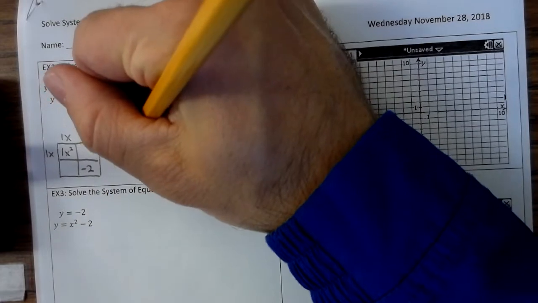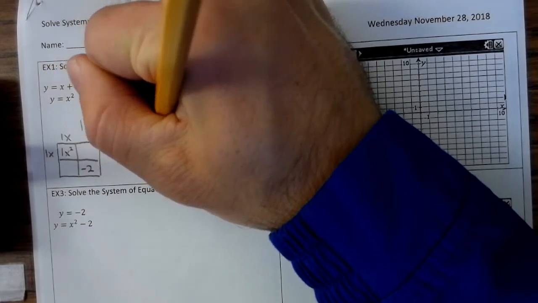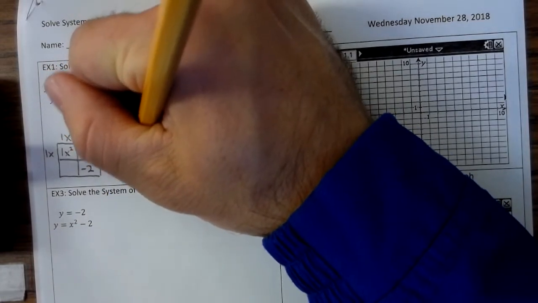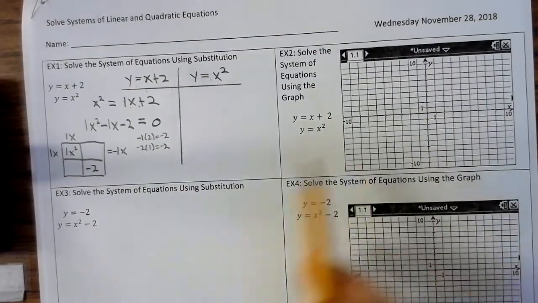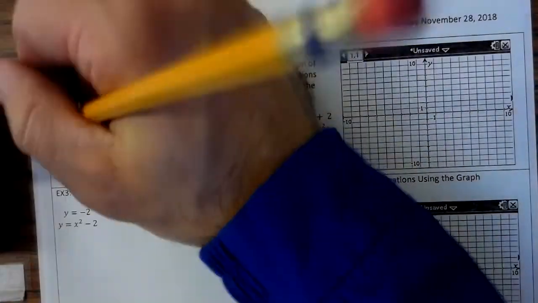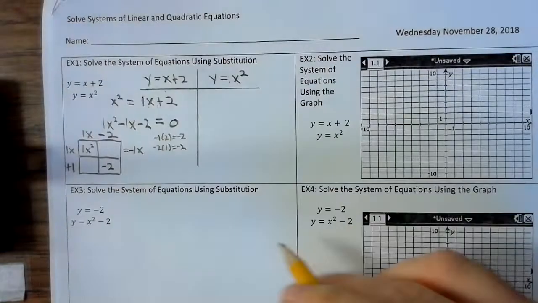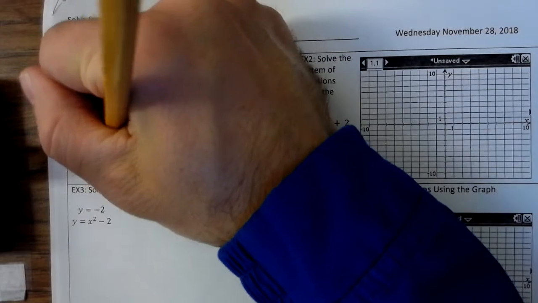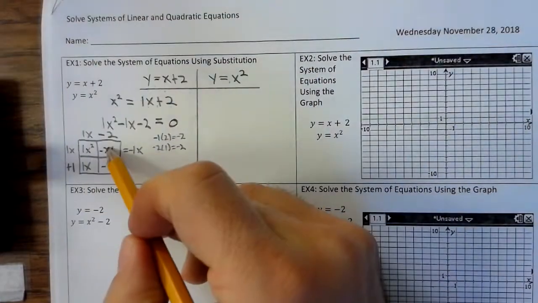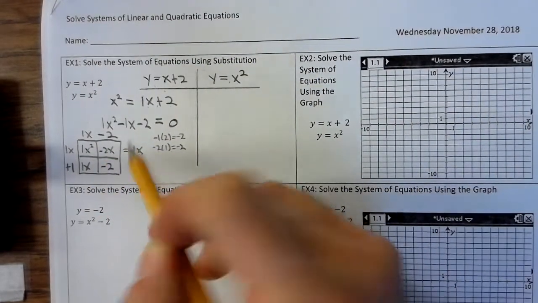So negative 1 times 2 is negative 2. And then negative 2 times 1 is negative 2. Well, which combination would give us negative 1? The negative 2 and 1. So minus 2 plus 1. Make sure it works. Negative 2x, 1x. That gives us negative 1x.